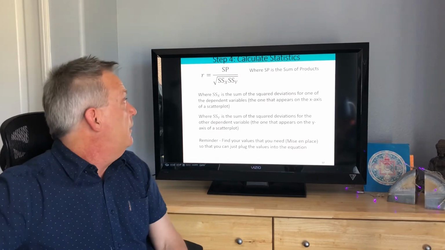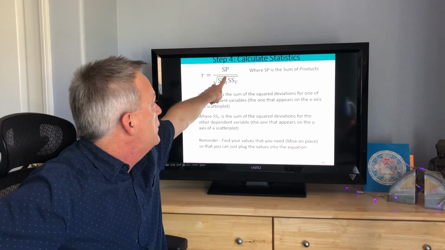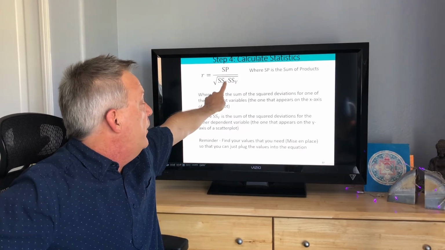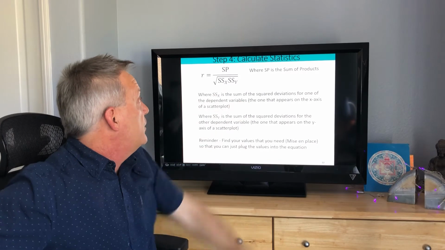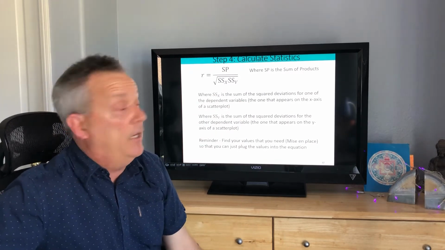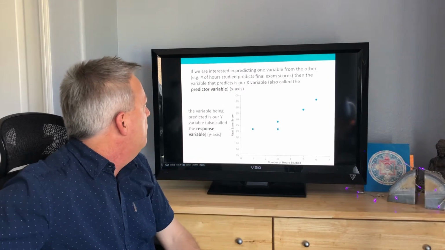There's your equation, and all you have to do is find the sum of products. You have to find the sum of squares for your predictor variable and the sum of squares for your response variable, and then multiply them and take the square root.